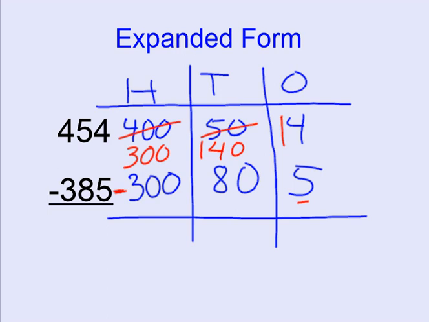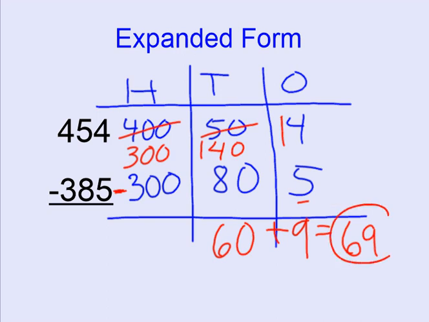So 14 take away 5. So 14 take away 5 equals 9. 140 take away 80 is 60. And 300 take away 300 is 0. So they're going to take their number that's in expanded form, and they're going to put it back into standard form, 69.